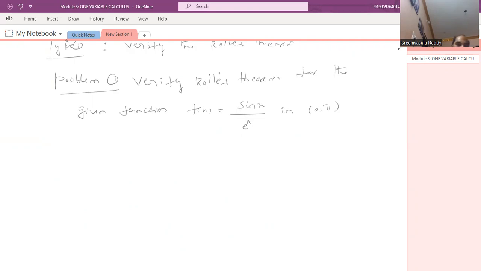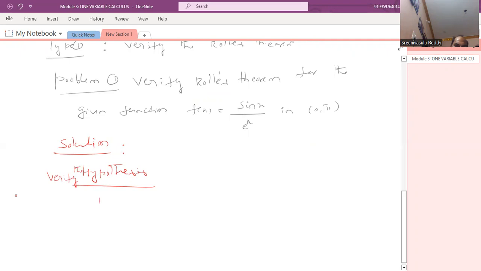Verify means you need to verify the hypothesis as well as the conclusion. Here we will try to prove, or verify, the solution. Verify means first verify the hypothesis. If you have any confusion, write down verify the hypothesis. There are three hypotheses. First one is continuous.